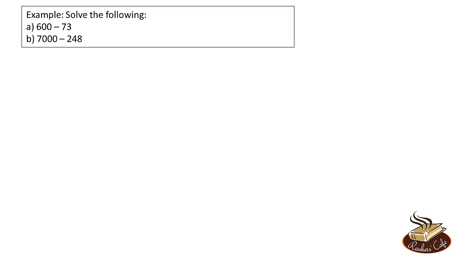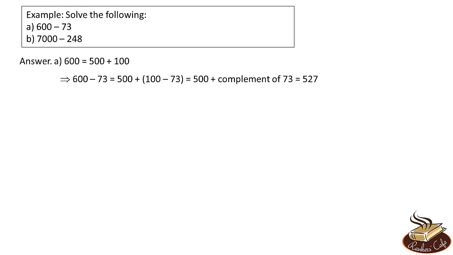Now let's start with the first one. Let's find 600 minus 73. 600 can be written as 500 plus 100. So 600 minus 73 is equal to 500 plus 100 minus 73, which is equal to 500 plus the complement of 73, which is 27. 500 plus 27 is obviously 527.